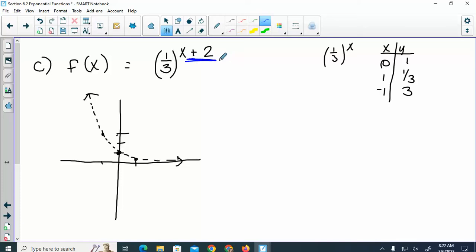Okay. What will this plus 2 do to my graph? Does that move my asymptote? No, it's only going to move if we go up or down.